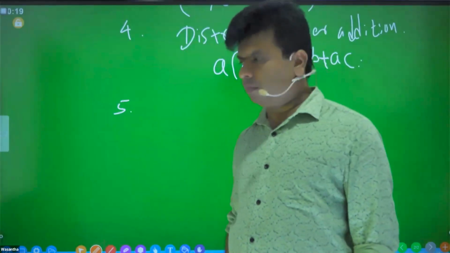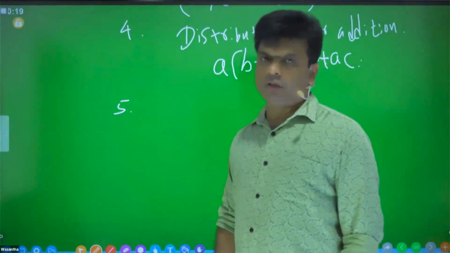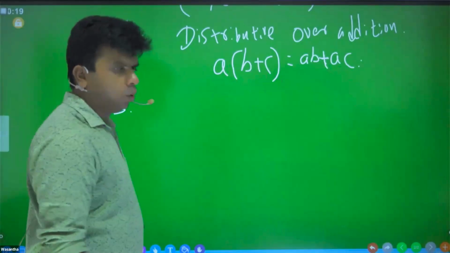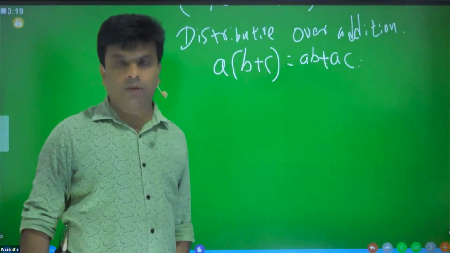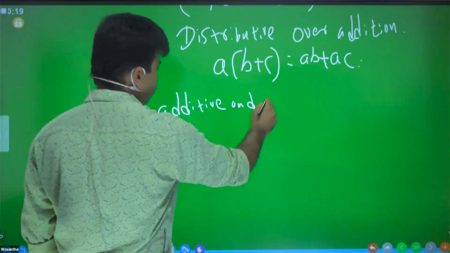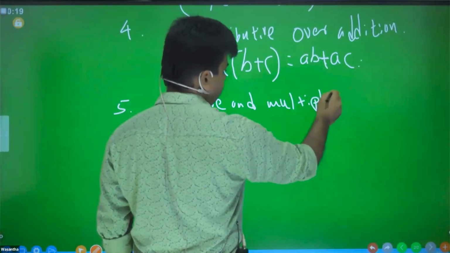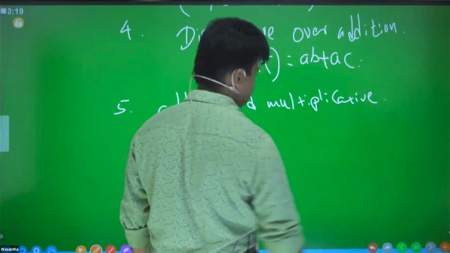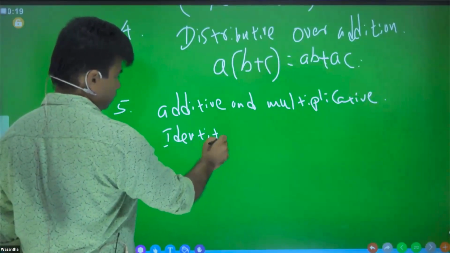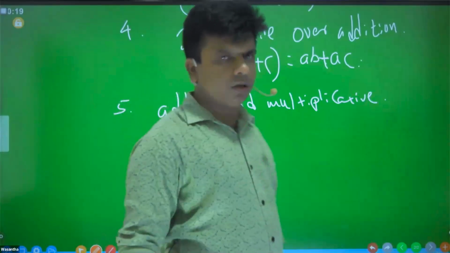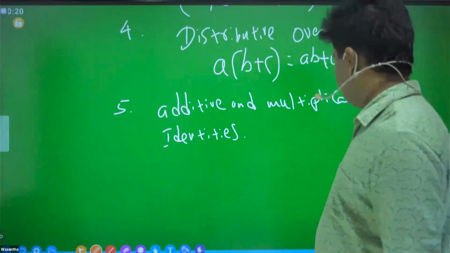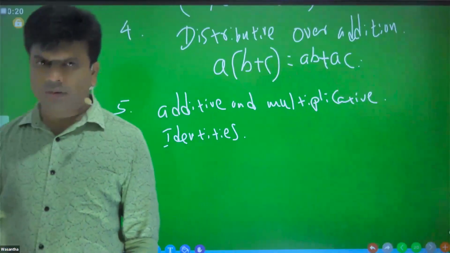The fifth one. Okay. Write down: additive and multiplicative identities exist on real numbers.